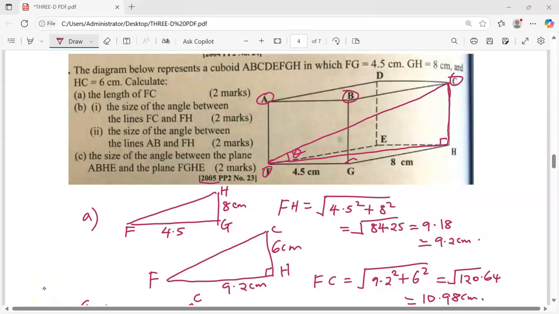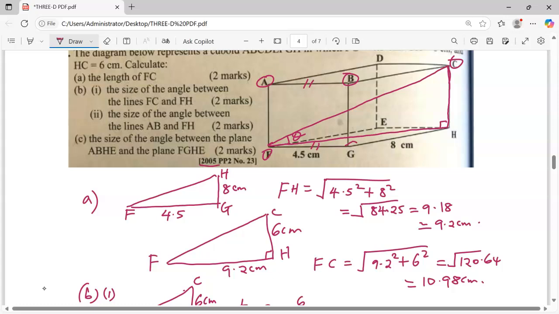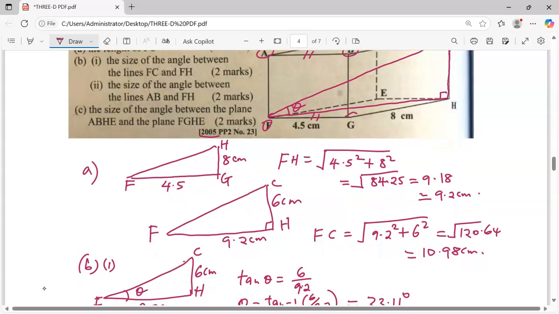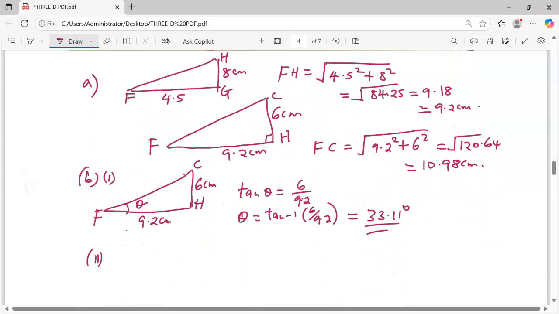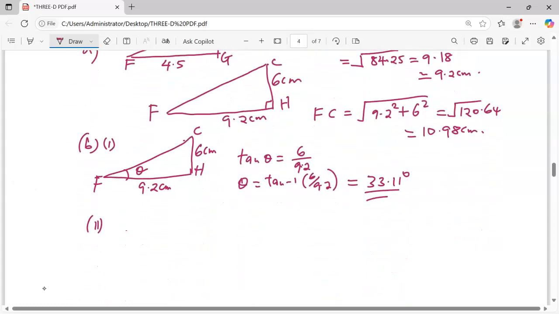So we know that AB is the same as FG, and therefore we need to find the angle between FG and also FH. That is FG and FH. So we are going to get the angle between the two lines by extracting a triangle that is looking like this. We have the common point F here. This one is going to be G.